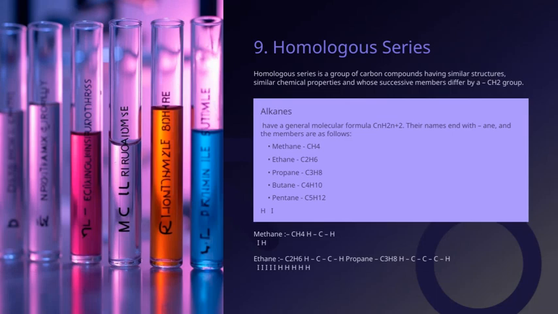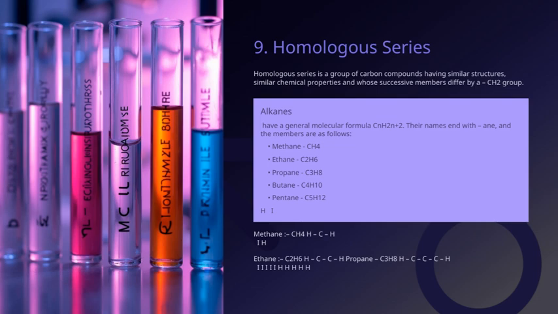Let's take a closer look at some of the alkanes, which are part of the homologous series. Starting with methane, which has the chemical formula CH4, it consists of 1 carbon atom bonded to 4 hydrogen atoms. Moving on to ethane, C2H6, we see it has 2 carbon atoms connected by a single bond, with 6 hydrogens attached. Propane, with the formula C3H8, has 3 carbons in a chain and 8 hydrogens. Then butane, C4H10, which extends the chain further, and pentane, C5H12, with 5 carbons.